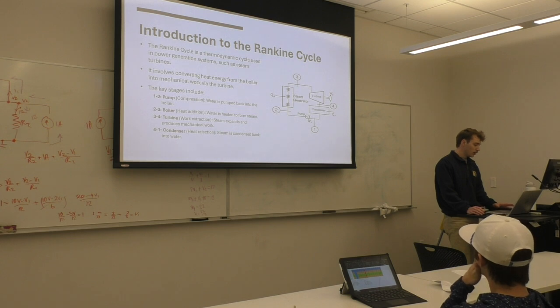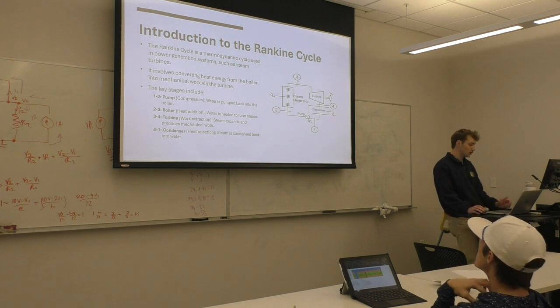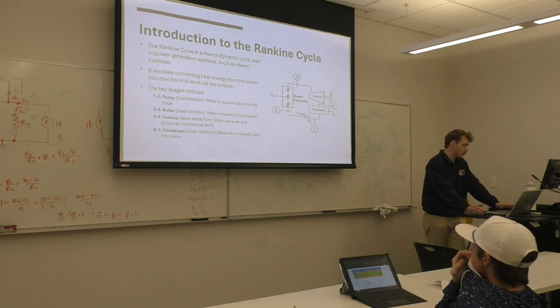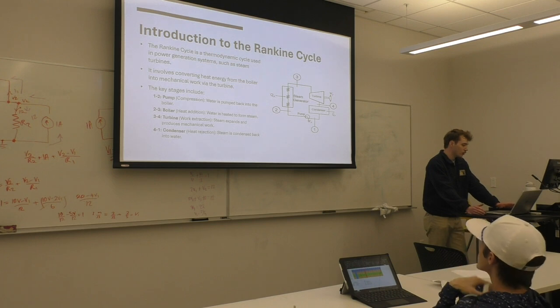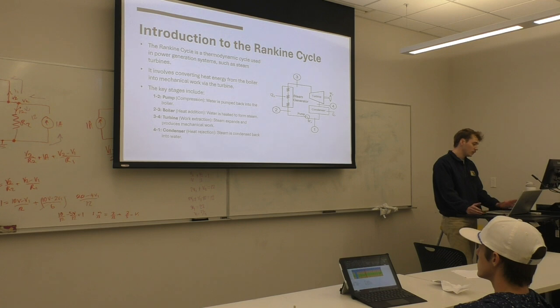To explain the figure on the right, 1 to 2 is our compression cycle. Water is pumped back into the boiler. 2 to 3, the boiler heat addition. Water is heated to form steam. 3 to 4 is our turbine, extracting work. Steam expands and produces mechanical work. Finally, 4 to 1 is our condenser, where we're rejecting the heat. Steam is condensed back into water.